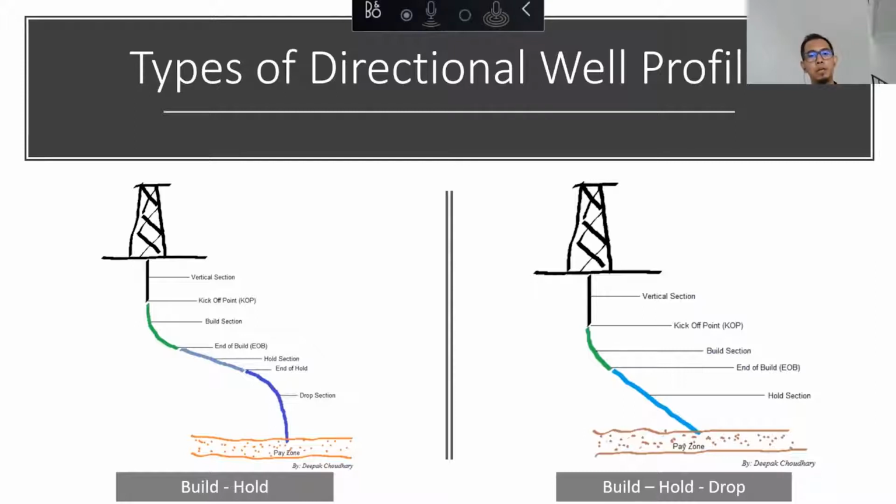So in this course, I will discuss 4 types of common shapes or diagrams of a directional well. The first is build and hold.